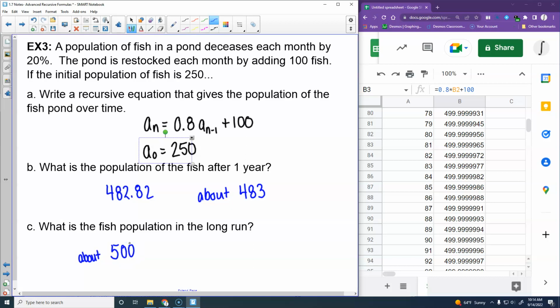So about 500 fish. So if I ask a general question like that, and I don't give a specific time, I say in the long run or over time, what is the population of the fish going to be? That means it probably should level out. If it's not leveling out, you've probably done something wrong there.